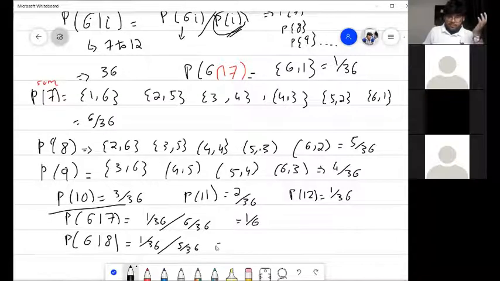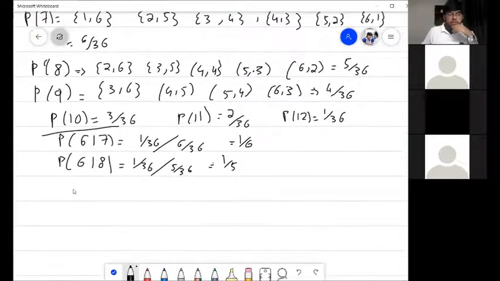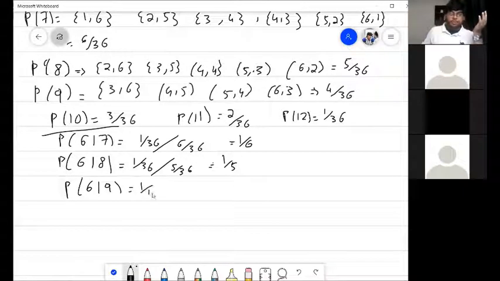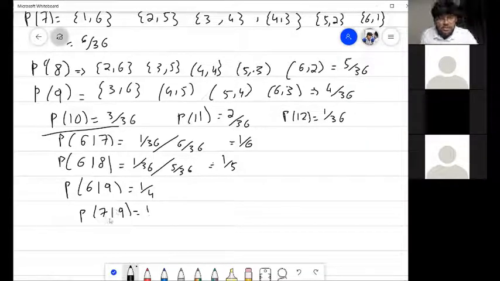I see another pattern. 6 5 4 3 2 1 का पैटर्न हमने पहले बताया था for this sum, right? और ऊपर की value is constant at 1 upon 36. So essentially this will be 1 upon 5. The 6 given 9 will be 1 upon 4. The 7 given 9 will be 1 upon, sorry, notation गलत है. 6 given 10 will be 1 upon 3, and this will go on.